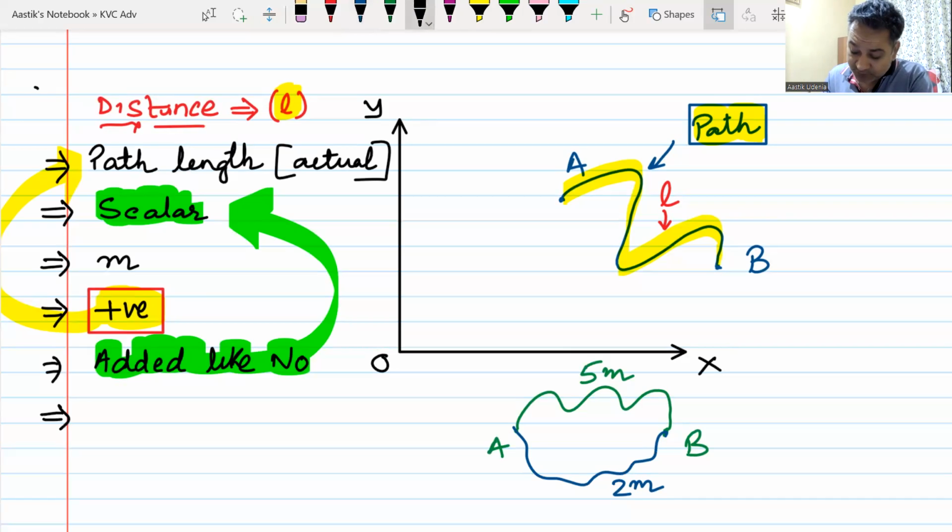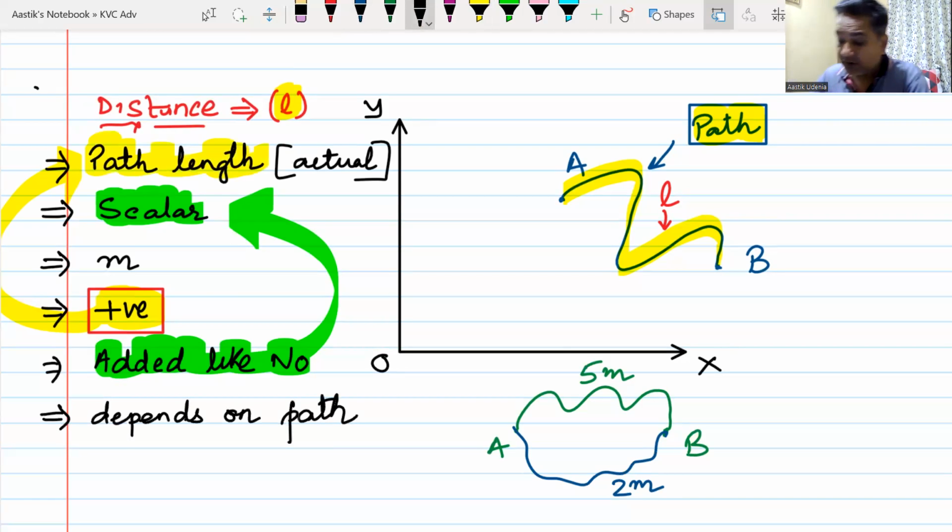Since it is the length of the path, therefore it is always positive. Since it is the length of the path, it depends on the path. On different paths, it can be different. Do we understand this? Yes, sir.